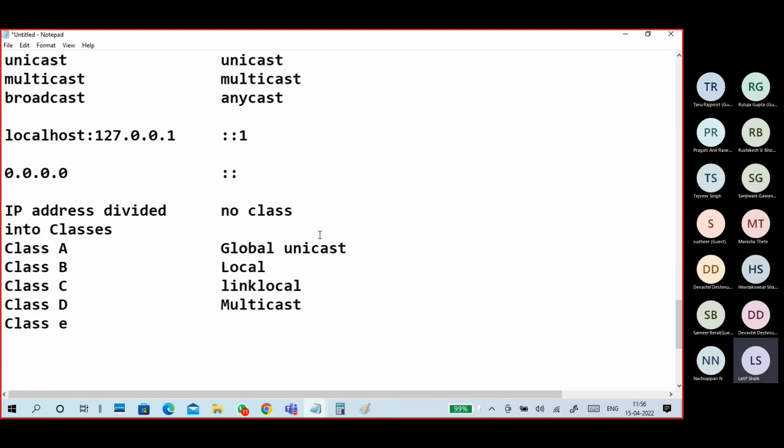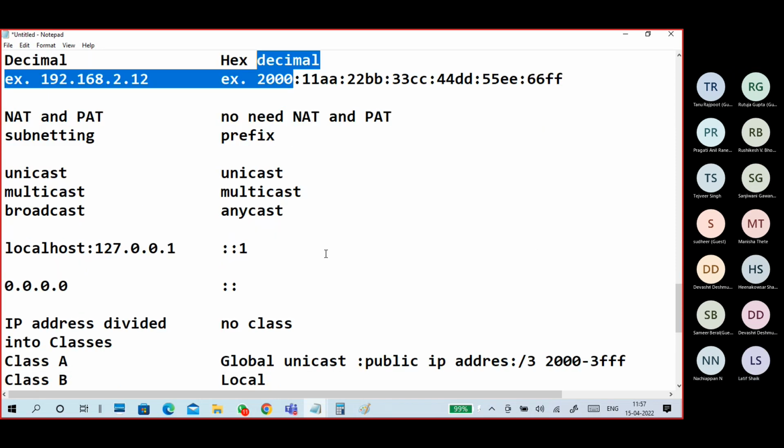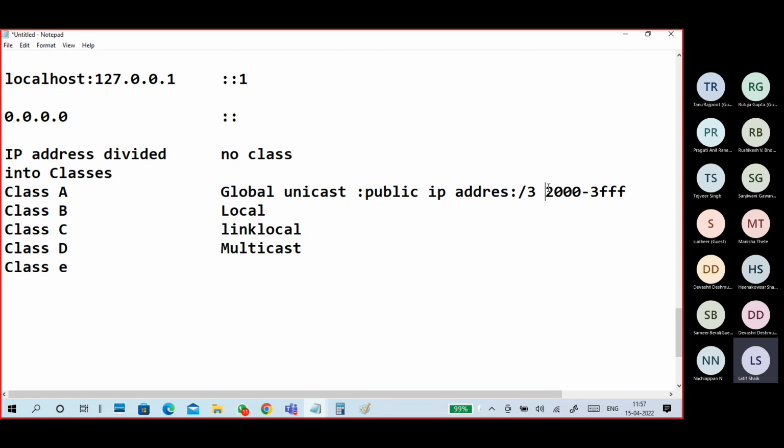Okay, so these are the things. Global unicast is nothing but a public IP address, directly a public IP address. It is /3 notation. It starts with 2000 and ends with 3FFF, the starting part only. It looks like this.